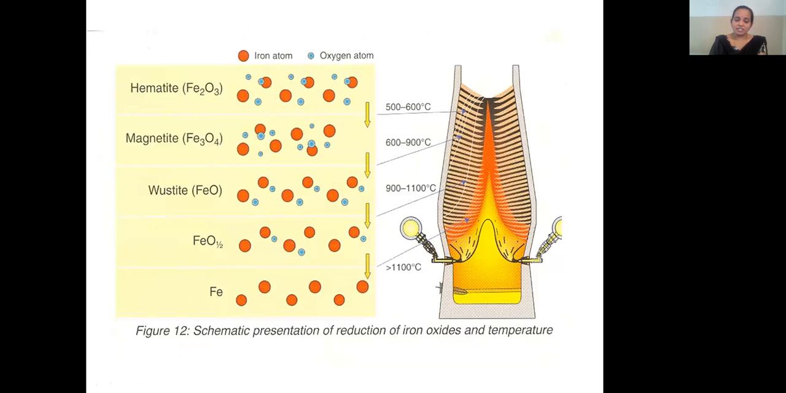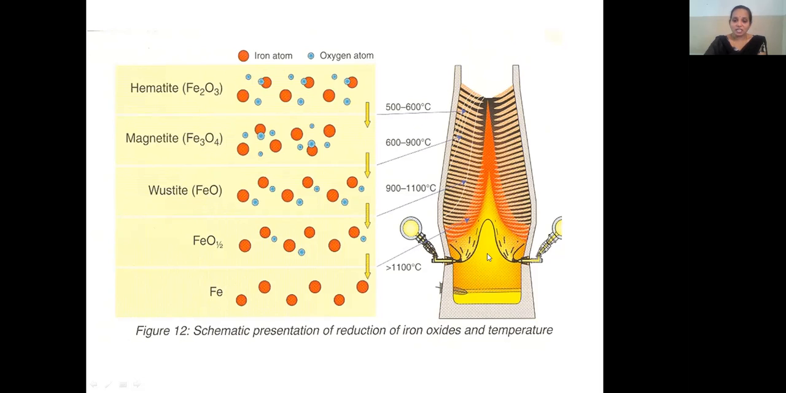In this slide, we'll find out the condition of the raw materials at different temperature zones. At the top, at the start of the stack, it is Fe2O3. When it descends to the bottom of the stack, the iron oxide is reduced to Fe3O4. Then when it moves to the mantle and column, it is converted into wustite. In the Bosch zone, all the iron oxide reacts with coke directly to form iron.